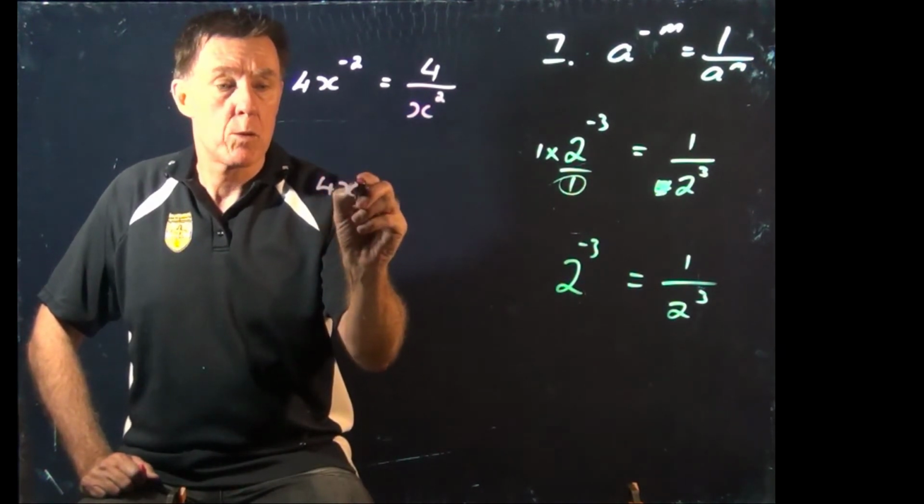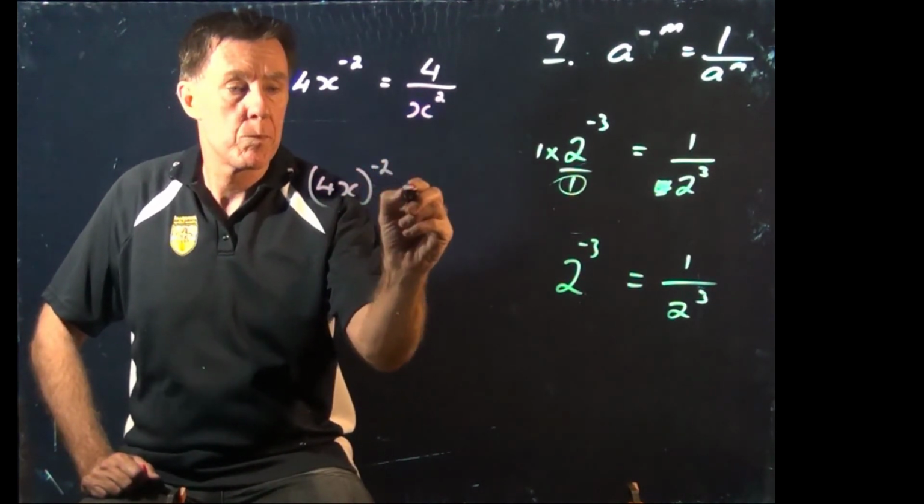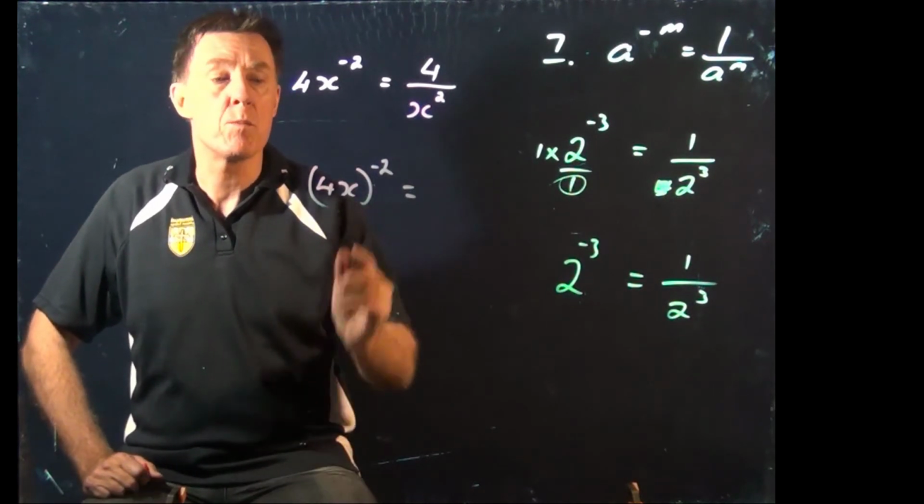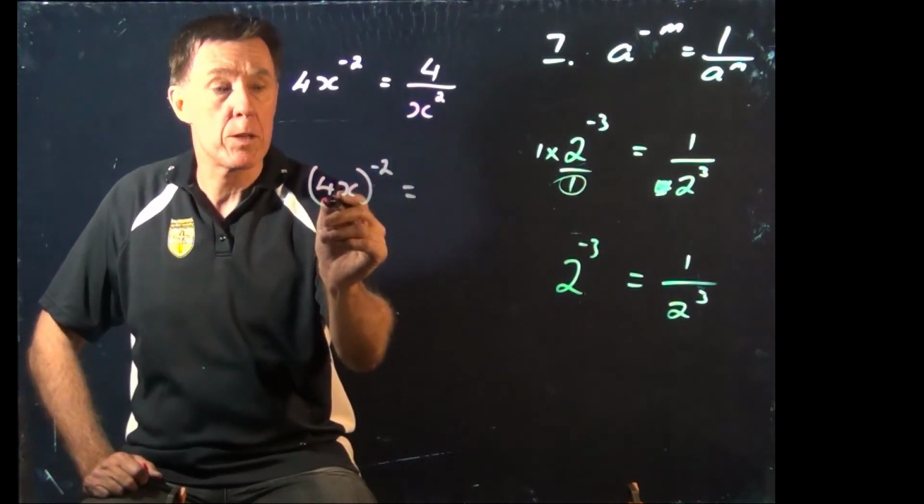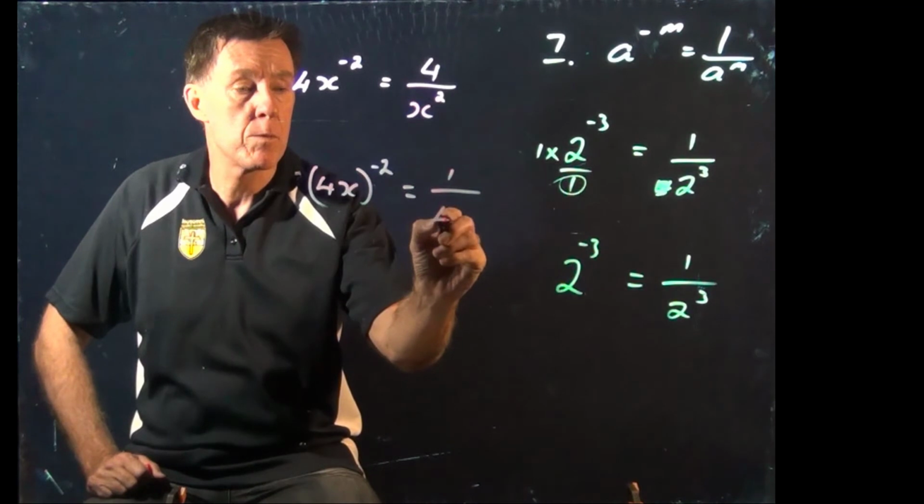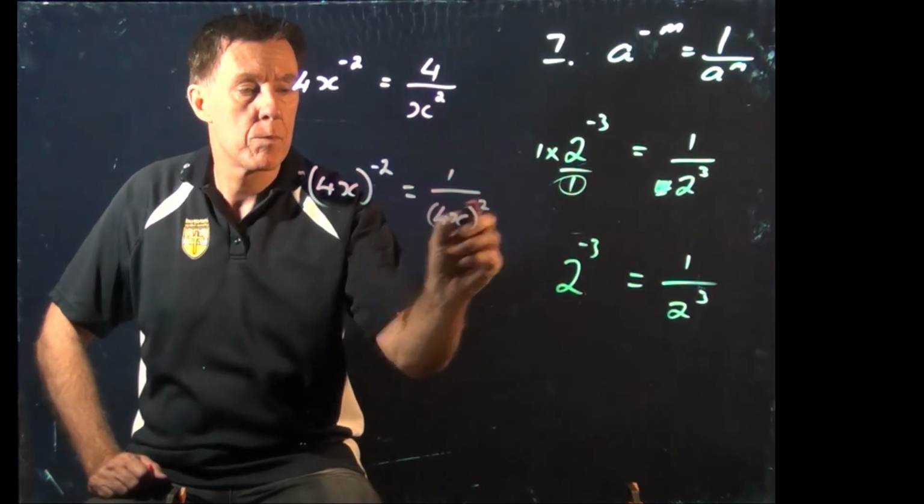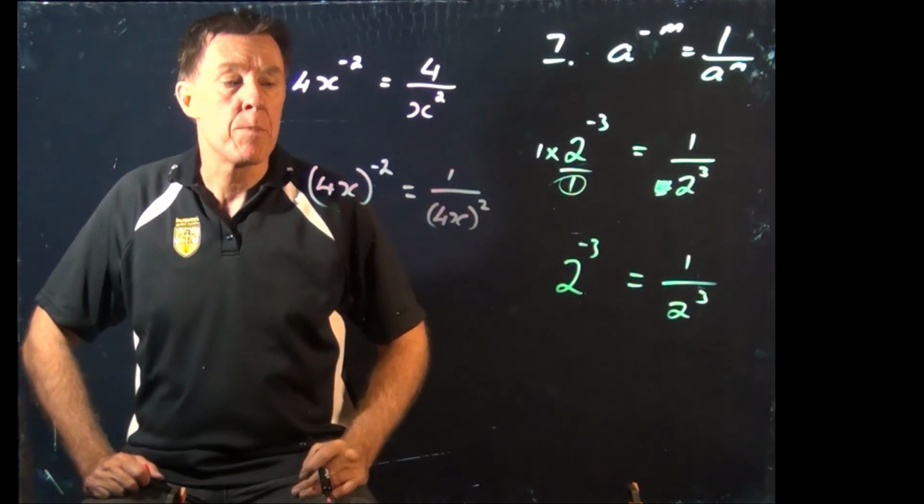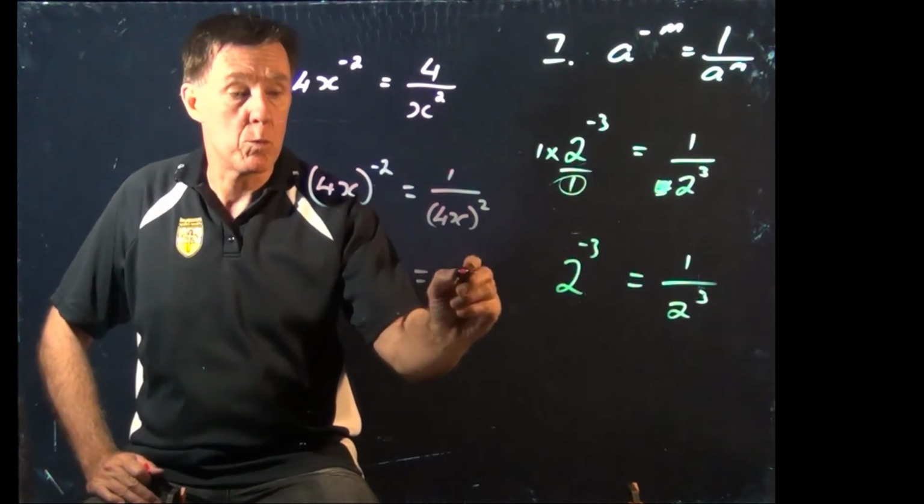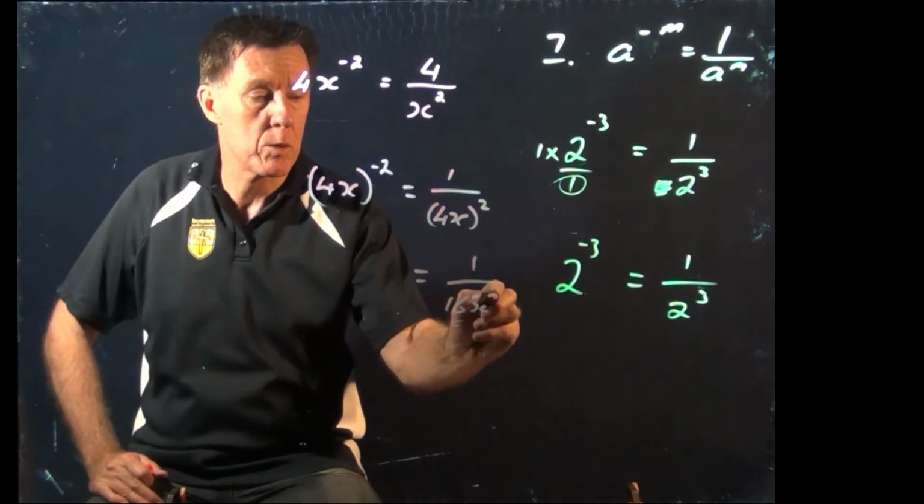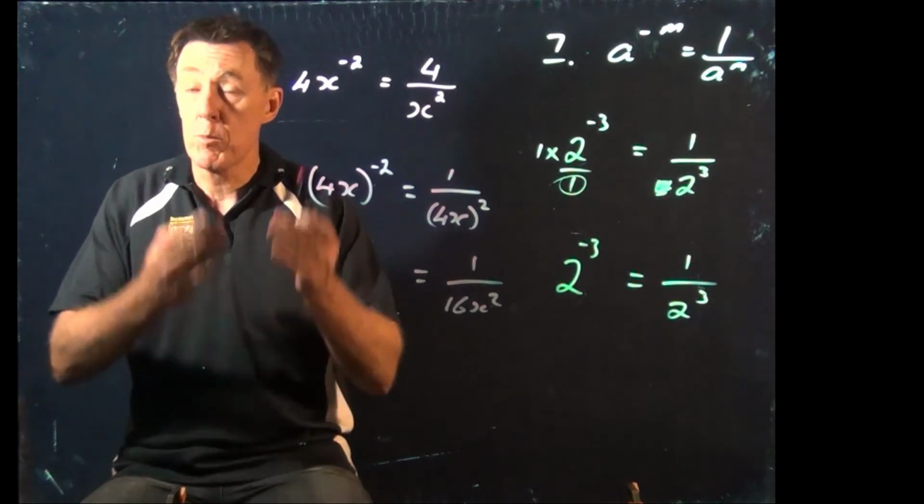Which then, if you had this question set up this way, you have this situation. Now the negative 2 is attached to everything in the bracket. So that would be a case of like that. Of course, you then expand that as you normally would. 1 over 16x squared.